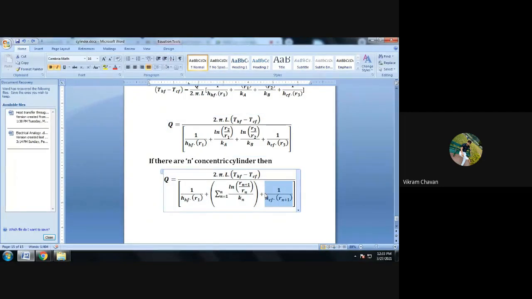How many radii are there? R suffix n plus 1 radius. So in that case, the final term will be 1 divided by h suffix cf multiplied by R suffix n plus 1. Is everyone getting this particular n concentric cylinder case, if there are n concentric cylinders? Is there any question, any doubt?